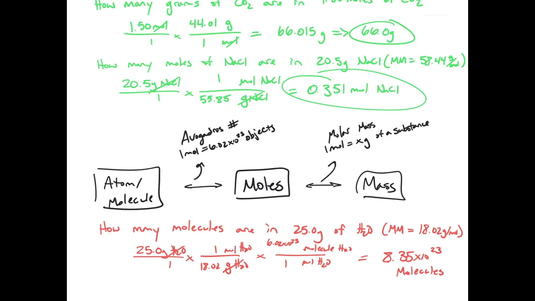Your calculator probably says 8.35 E23, but remember that's not proper scientific notation, so you need to calculate that number and translate it out into proper scientific notation like this.